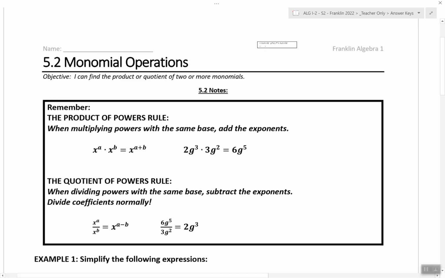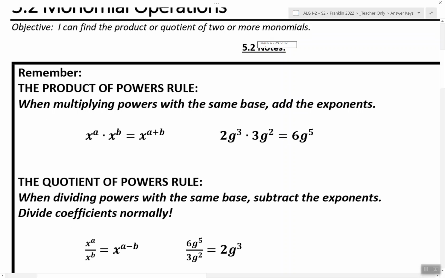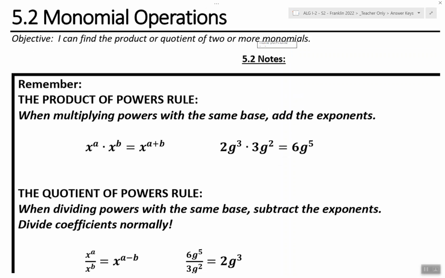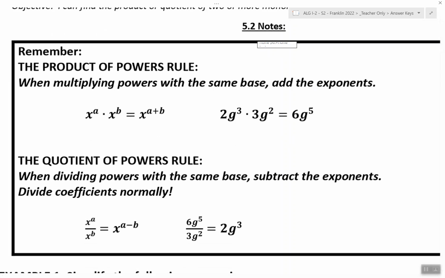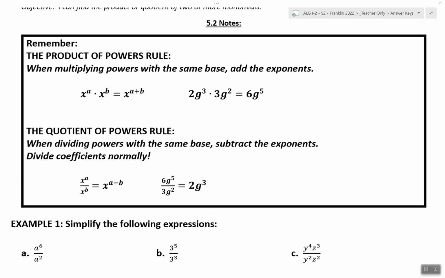So remember from 5.1, the product of powers rule says that when you multiply powers with the same base, you add the exponents. Well, you can probably infer the quotient of powers rule. When you divide powers with the same base, you subtract the exponents. And then coefficients get divided normally. So when you multiply powers, you multiply the coefficients. When you divide powers, you divide the coefficients. So we're adding exponents and subtracting exponents, but multiplying and dividing the coefficients.